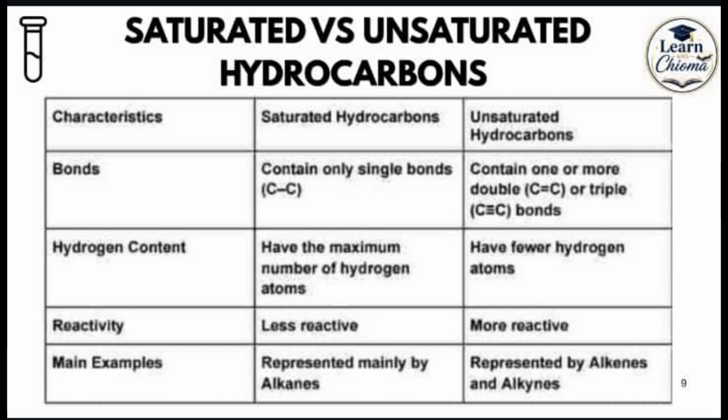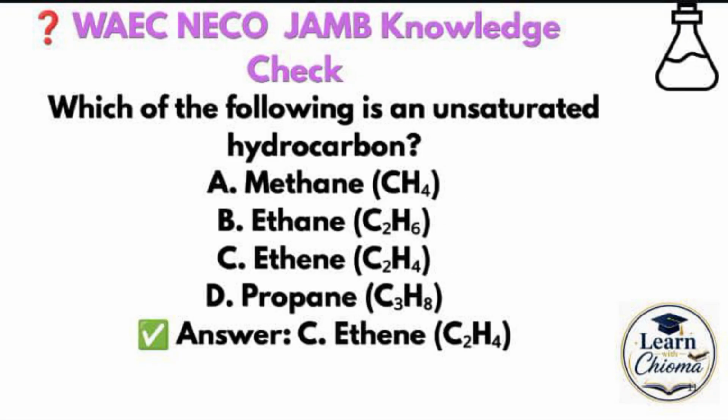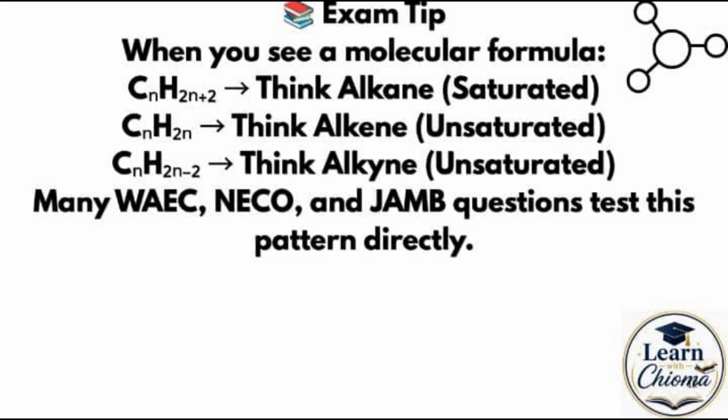Unsaturated hydrocarbons, on the other hand, contain at least one double bond or one triple bond. These multiple bonds reduce the number of hydrogen atoms that can attach to carbon. The double and triple bonds also make these compounds more reactive, allowing them to participate in addition reactions that alkanes cannot easily undergo. A simple way to remember this is, single bonds mean saturation, while double or triple bonds mean unsaturation. Now that we've distinguished between saturated and unsaturated hydrocarbons, let's begin our detailed study of the first and simplest hydrocarbon family, the alkanes. We'll explore their structure, general formula, physical properties, chemical properties, and everyday uses.